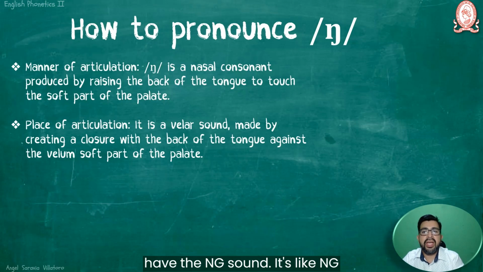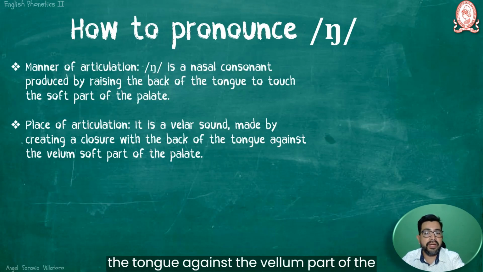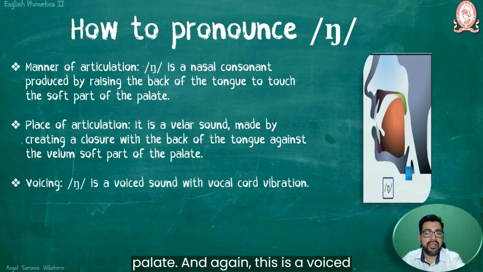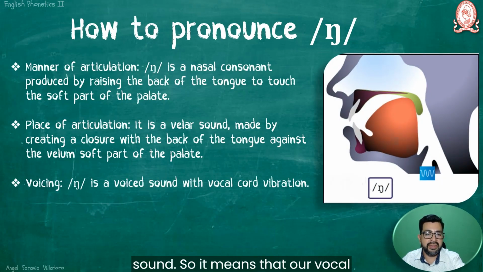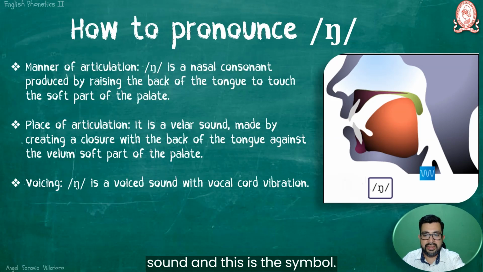It's like, so it's kind of funny. So the place of articulation: it's a velar sound made by creating the closure with the back of the tongue against the velum part of the palate. And again, this is a voiced sound. So it means that our vocal cords vibrate when we are producing this sound. And this is the symbol.